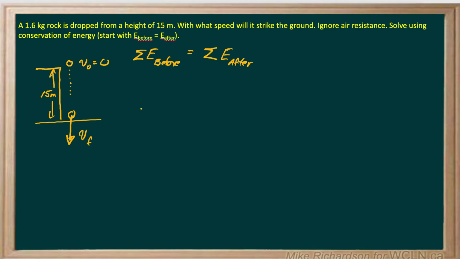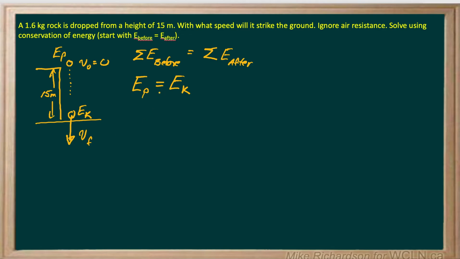So we just itemize. My total energy before consists of just potential. It doesn't have any kinetic because it's not moving. And then just before it hits the ground, all of that potential got converted to kinetic. And I no longer have any potential because I'm as low as I can possibly go in this question. So I started with only potential energy at the top, and it all converted into kinetic energy at the bottom.